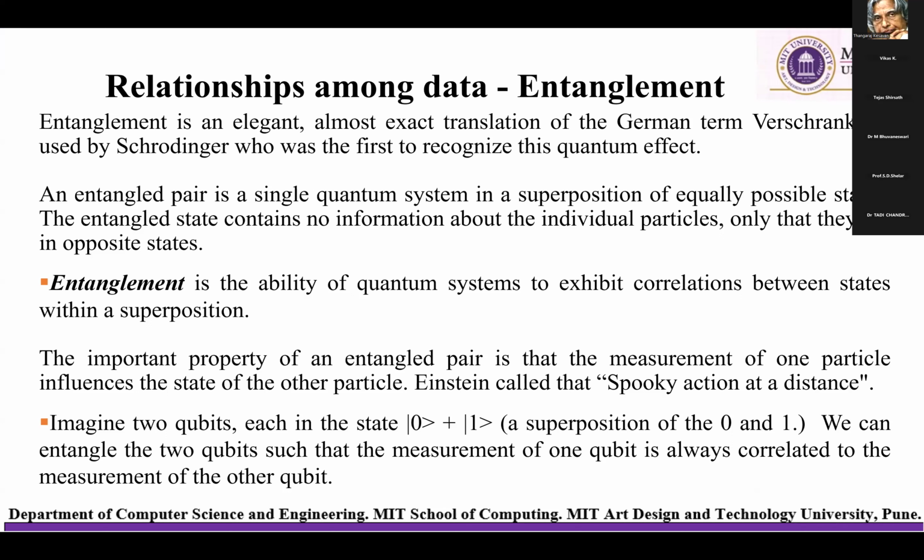The defining property of entanglement is that the measurement of one particle immediately influences the state of the other. This is famously known as "spooky action at a distance," a term used by Einstein to describe this instantaneous connection between particles. For example, imagine two qubits, each in a superposition of state 0 plus 1. These qubits can be entangled so that measuring the state of one qubit will always reveal the state of the other qubit, no matter how far apart they are.